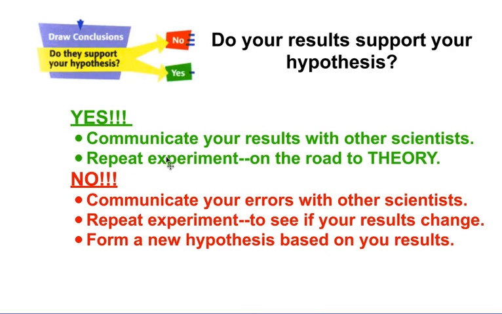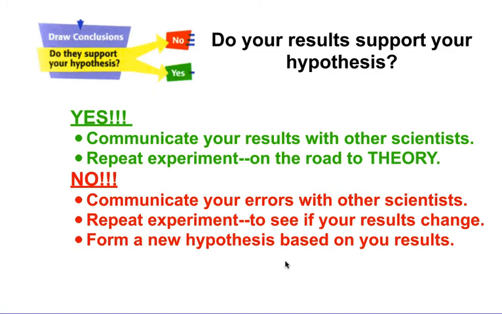Okay, so when you get to the end, you always want to make sure you take a look at whether or not your result supports the hypothesis. If it does, you'll communicate your results and repeat your experiments, and again, it'll be on the road to becoming a theory. If your hypothesis is not supported by your results, then you still want to communicate your errors with the other scientists. You'll still want to repeat that experiment to see if you get the same results. And if you could, possibly form a new hypothesis and try doing a new experiment to get a different result.